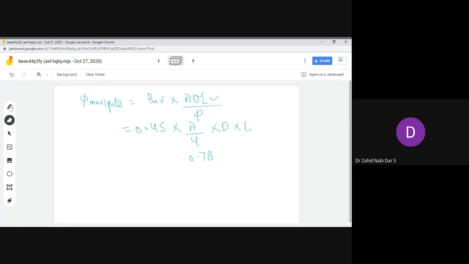This you can write, this is equal to 0.45 into pi by 4 is 0.785 into d value you just now saw, 0.19. This value is 0.149. So now if you calculate the value of x, it will come around 0.01. You calculate it, is it 0.01? And confirm, 0.01 Weber you will get.